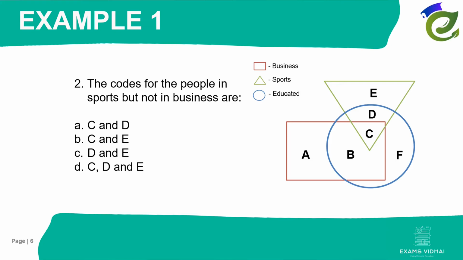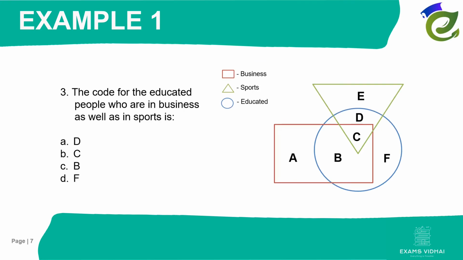And if you could recall the definition and examples discussed in the previous video, you will be able to find the following shaded region as the representation of this section of people. So from this, we get the codes representing this section of the people as D and E. Hence, the correct answer would be option C.